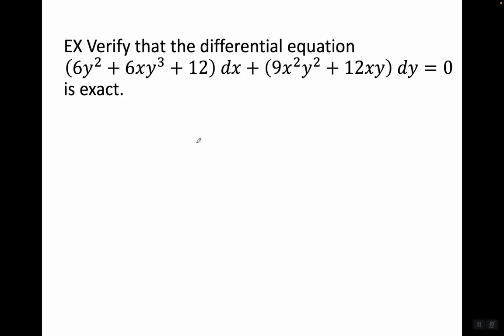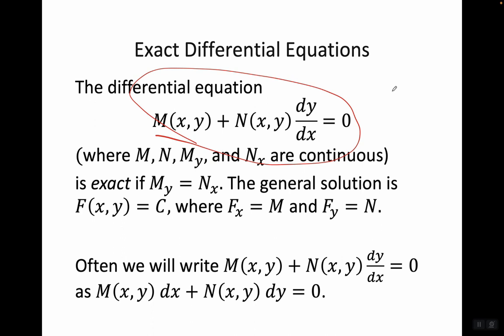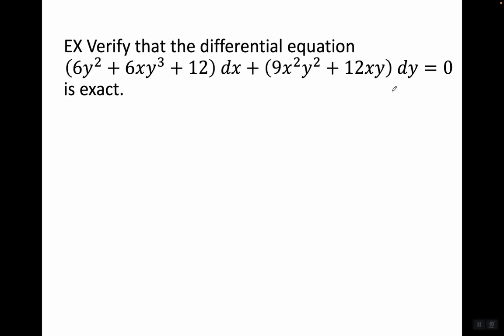Verify that the differential equation (6y^2 + 6xy^3 + 12) dx + (9x^2y^2 + 12xy) dy = 0 is exact. We could have written this as 6y^2 + 6xy^3 + 12 + (9x^2y^2 + 12xy) dy/dx = 0. So again, M is 6y^2 + 6xy^3 + 12, and N is 9x^2y^2 + 12xy. We want to verify that M_y = N_x. That's the definition of exact.